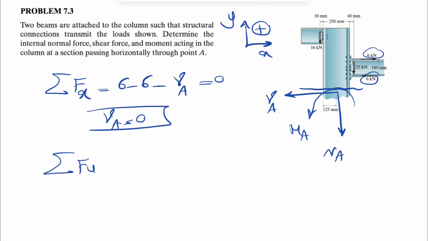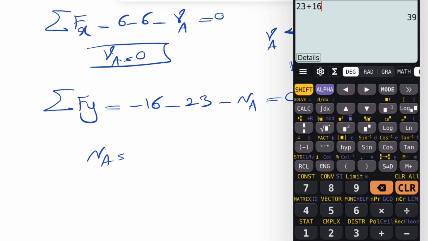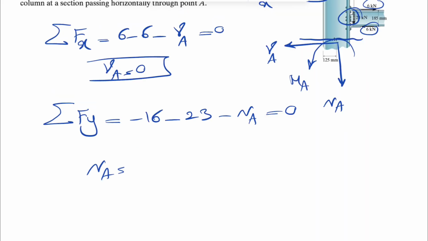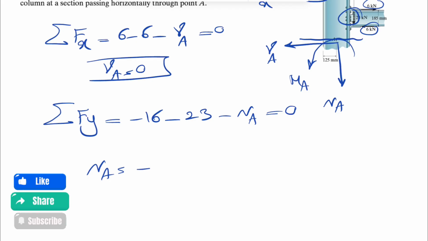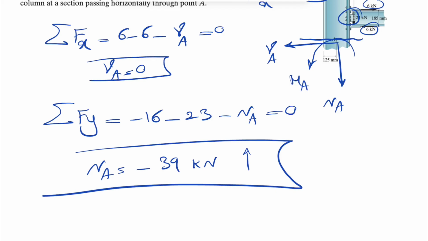Now let's move on to the sum of all forces in the y direction. We have 16 here, which is downward, so negative, minus 23, another one here, and minus NA equals 0. So our NA would be a negative number, 23 plus 16, which will be 39 kilonewtons. The negative sign shows that NA is actually in the opposite direction, so that's the correct direction for NA.